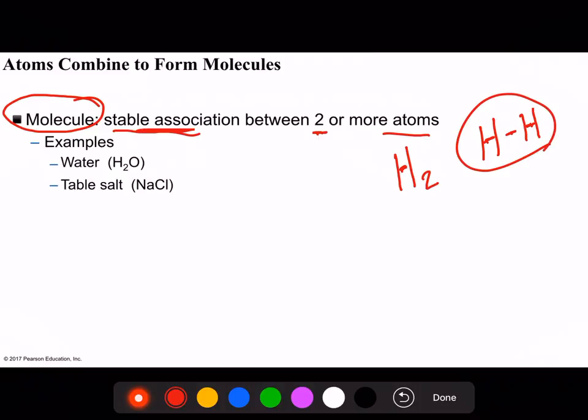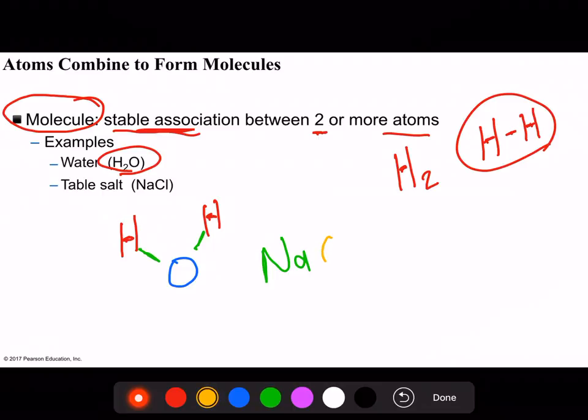Okay? Water is an association between two hydrogens and one oxygen. So this is a molecule. Table salt, it is sodium and chloride. Two different atoms came together and they formed a molecule.